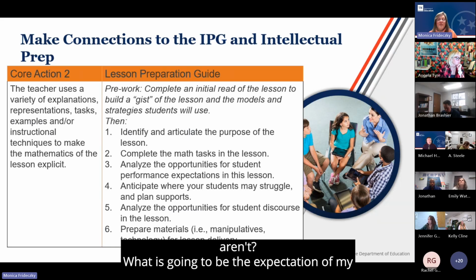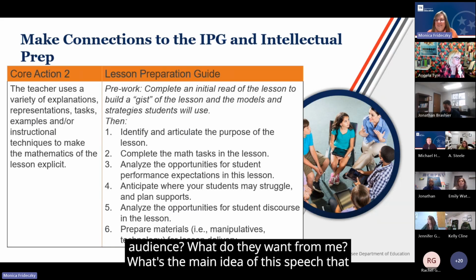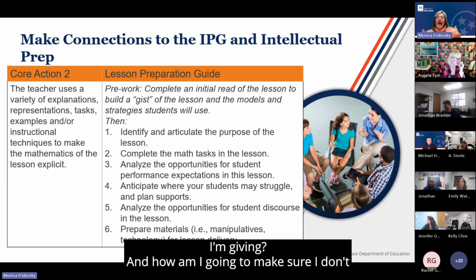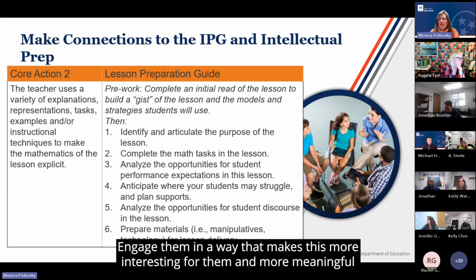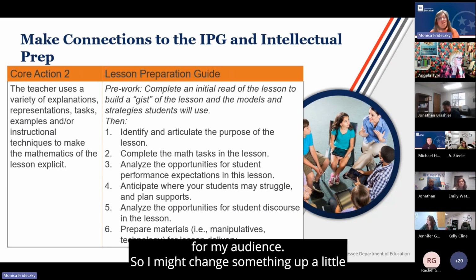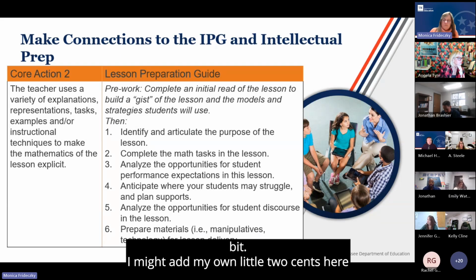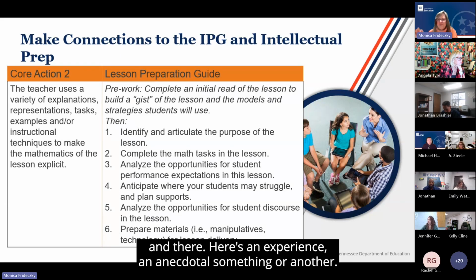What is going to be the expectation of my audience? What do they want from me? What's the main idea of this speech that I'm giving? And how am I going to make sure it's not boring? How am I going to engage them in a way that makes this more interesting and more meaningful for my audience? So I might change something up a little bit. I might add my own little 2 cents here and there. Here's an experience, an anecdotal something or another.